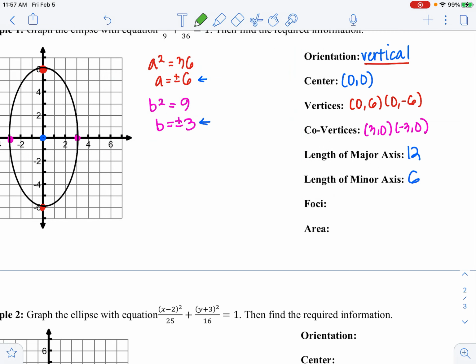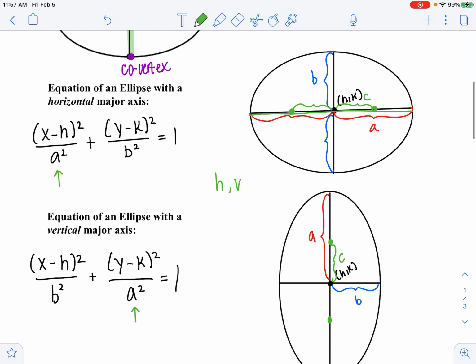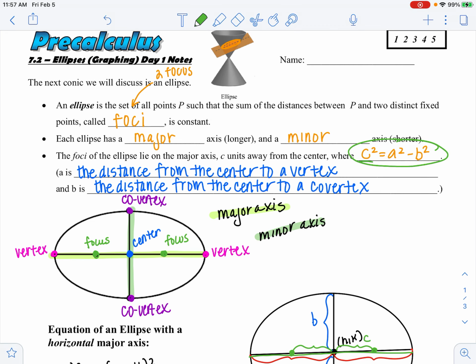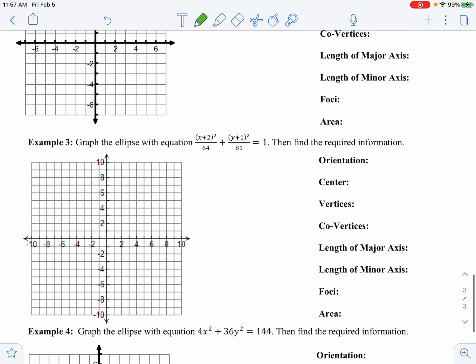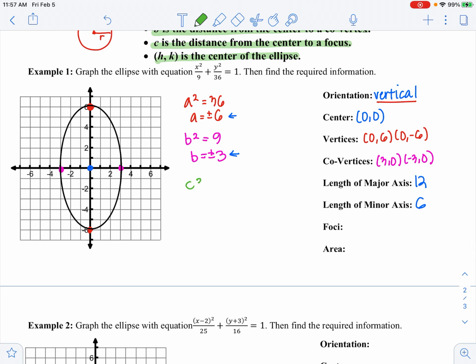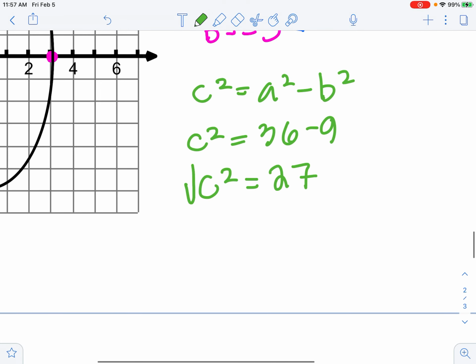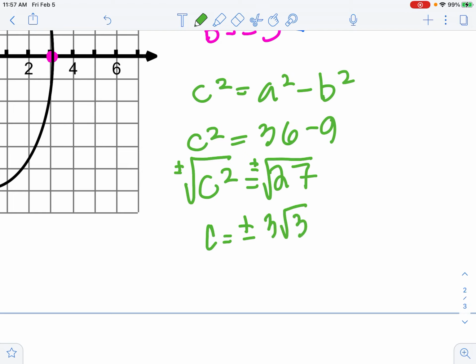All right, my foci now. You have to use that equation that we said in the beginning of the notes to get it. You get your foci by using c squared equals a squared minus b squared. So I have c squared is equal to a squared, which is 36, minus b squared, which is 9, so 36 minus 9. c squared is equal to 27. And then I'm going to square root to solve, plus or minus. So c is equal to plus or minus, and make sure you simplify that in simplest radical form. 9 goes in there 3 times, so 3 root 3.